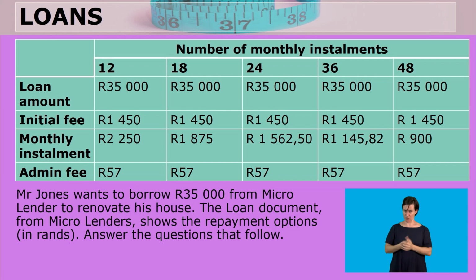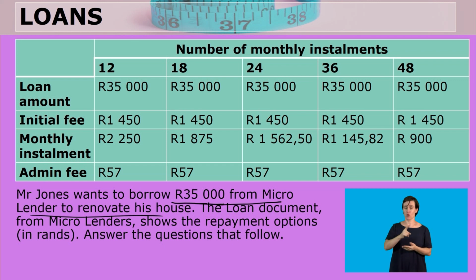When we look here, we are given the amount of a loan that will be issued out, a number of monthly installments, the initial fee, the monthly installment, as well as the admin fee. Now let us look at what it says here. Mr. Jones wants to borrow 35,000 from the micro lender to renovate his house. The loan document from the micro lender shows the repayment options in rands. So we need to answer the questions that follow.